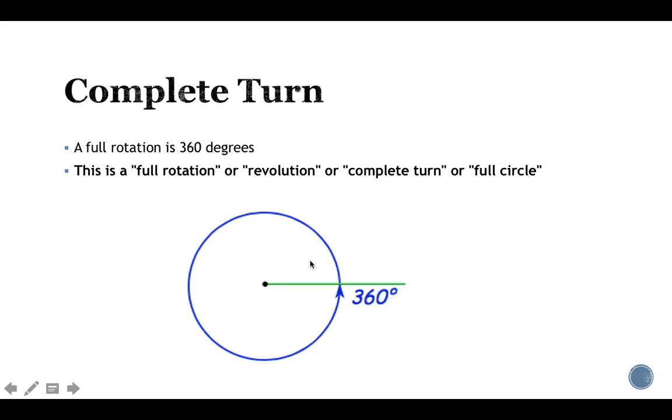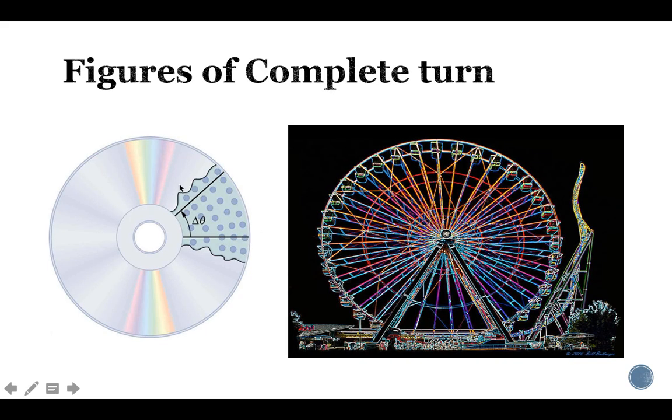Now what is a complete turn? A full rotation is considered as 360 degrees, or it's called a complete turn. A full rotation, revolution, complete turn, or a full circle. So when you start from this point, you go around, come to this line, and you end here. This means it's making 360 degrees. So these are figures of a complete turn.